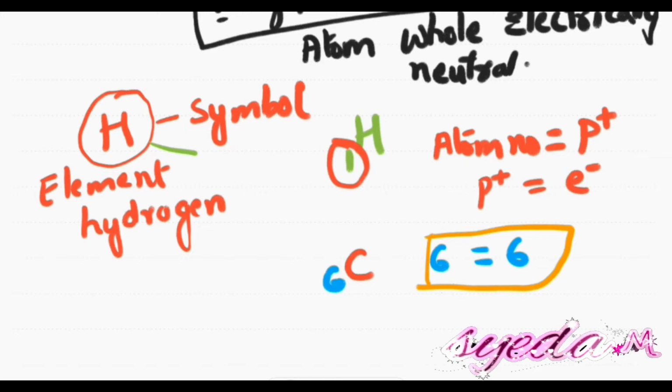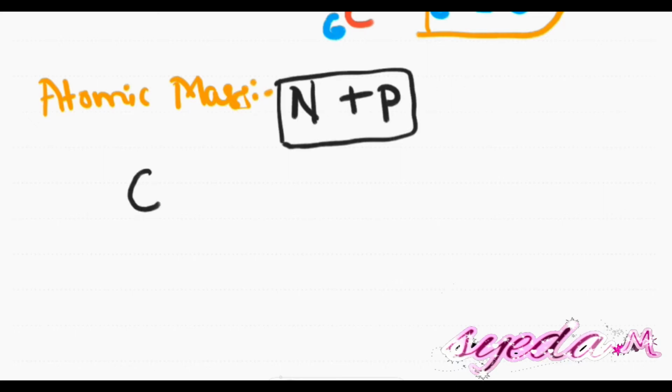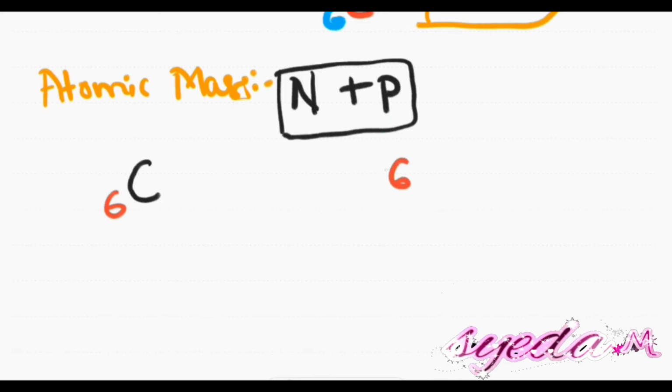Next, what do you mean by mass number? Let us see. Atomic mass. Now what is atomic mass? It is nothing but the number of neutrons plus protons. Let's take carbon. So we know carbon. P is how much for carbon? It is 6 plus neutrons, we don't know. What is the mass? Mass of carbon is 12. Mass is number of protons plus number of neutrons.